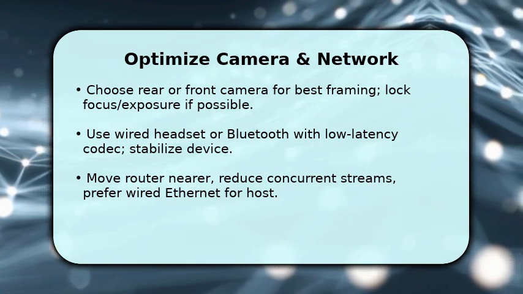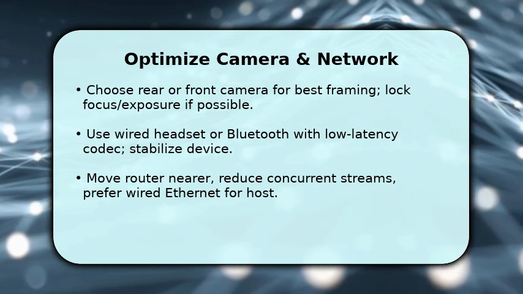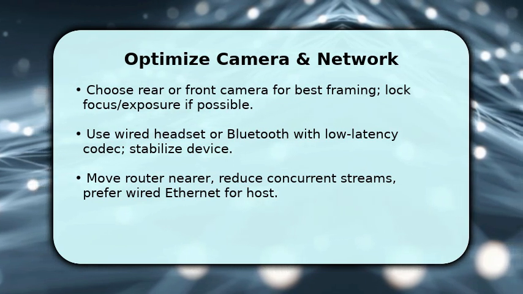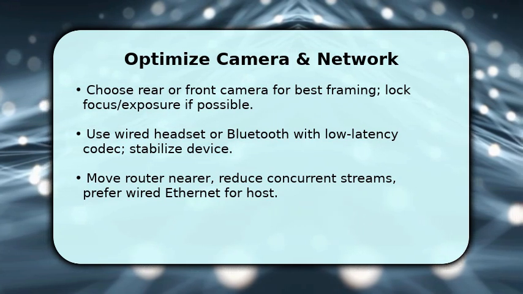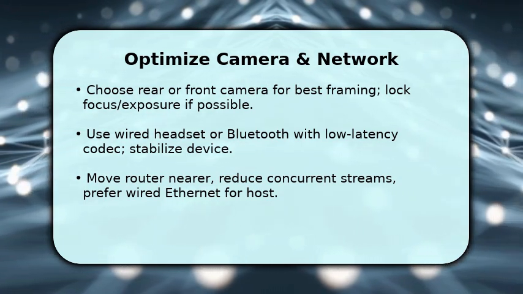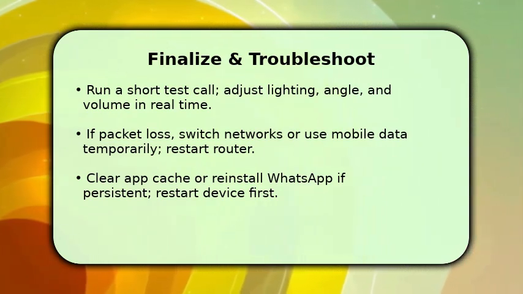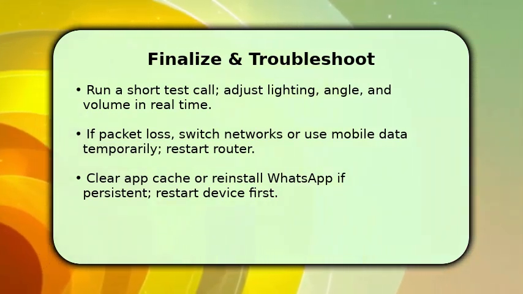Use a wired headset or a low-latency Bluetooth device for clearer audio, which reduces perceived video problems, and optimize your local network. Move closer to the router, pause streaming on other devices, or use Ethernet for the call host to lower congestion and jitter. Finish by doing a quick test call and make real-time adjustments to lighting, angle, and microphone placement so participants see and hear you clearly.